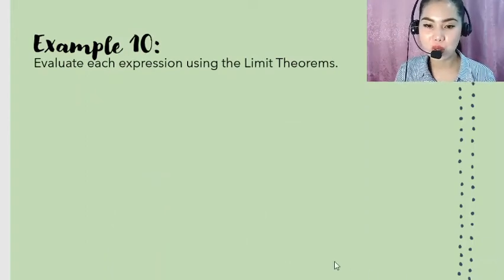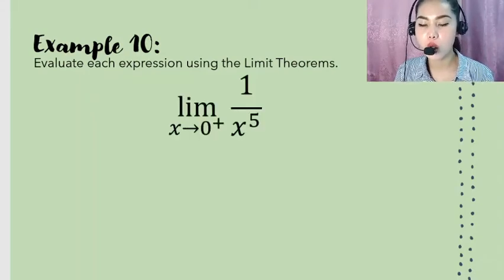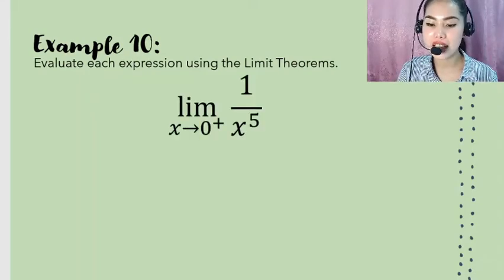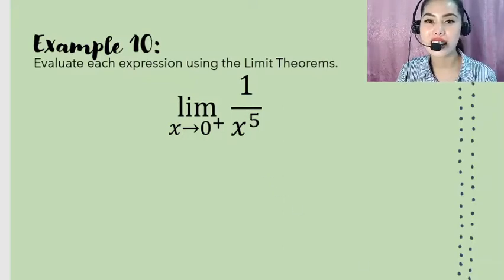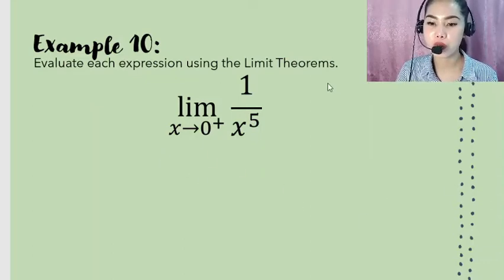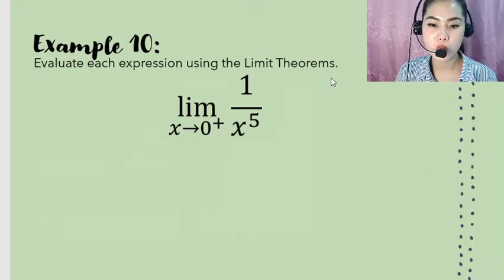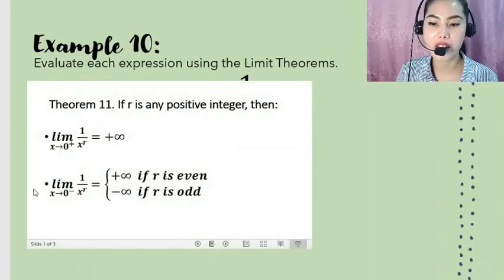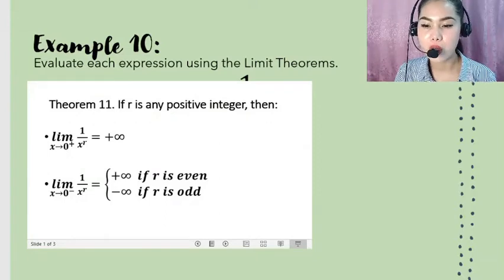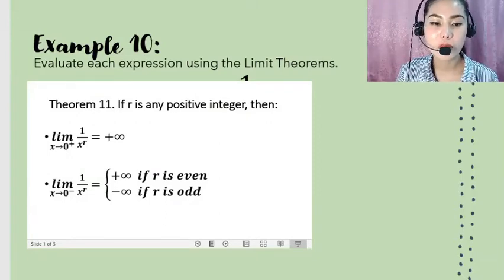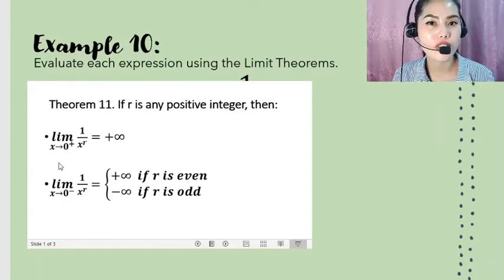Alright, now let's go to example number 10. So we have the limit of 1 over x to the power of 5 as x approaches 0 from the right. Now what we have here is a one-sided limit. Now in order to evaluate this type of function, we will be using this theorem. So theorem 11, wherein if r is any positive integer, then the limit of 1 over x to the power of r as x approaches 0 from the right is equal to positive infinity.